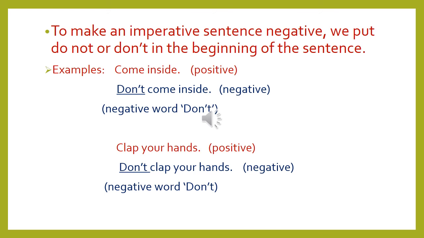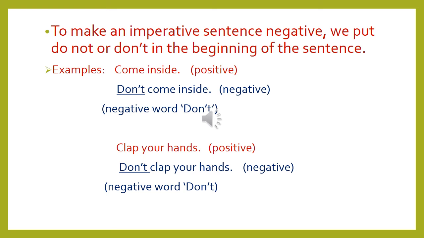To make an imperative sentence negative, we put do not or don't in the beginning of the sentence. Imperative sentences are the sentences that are used for giving commands, orders, requests. We put do not or don't in the beginning of such sentence to make it negative.